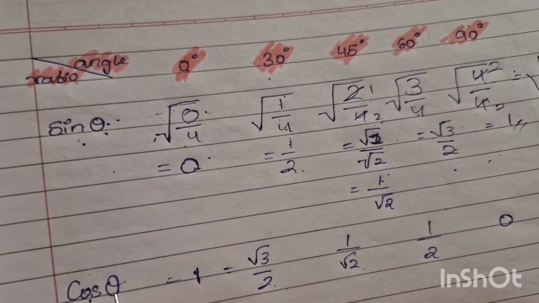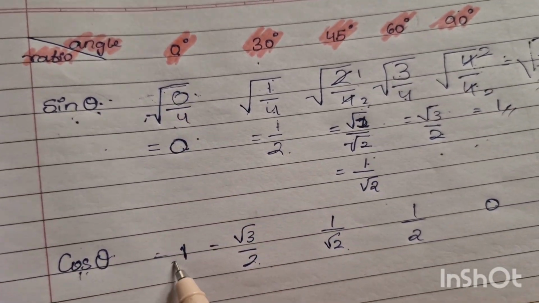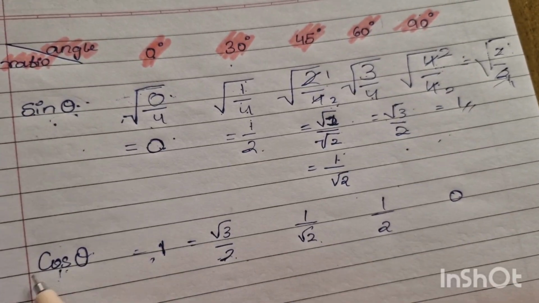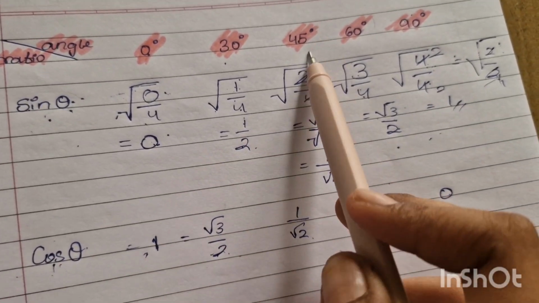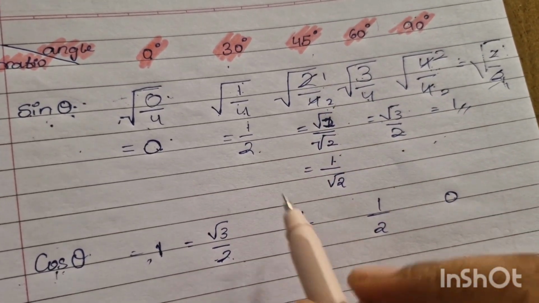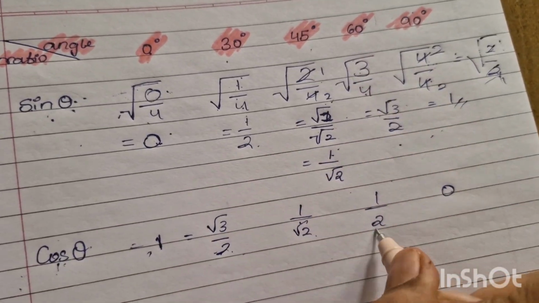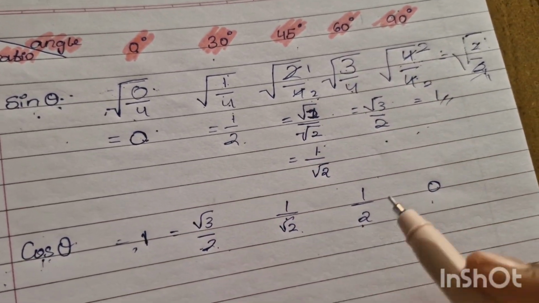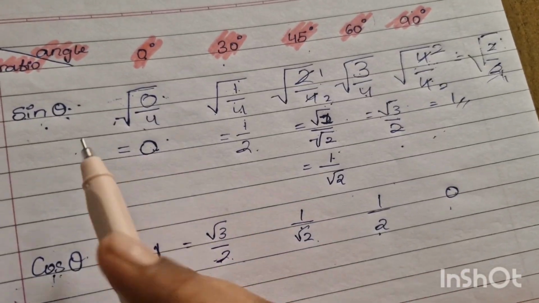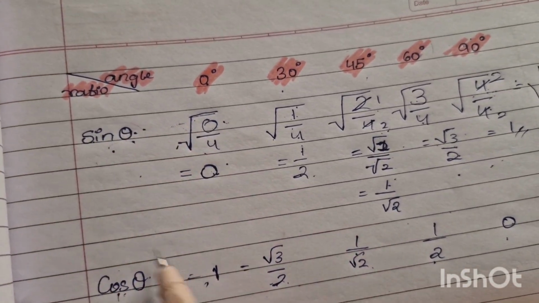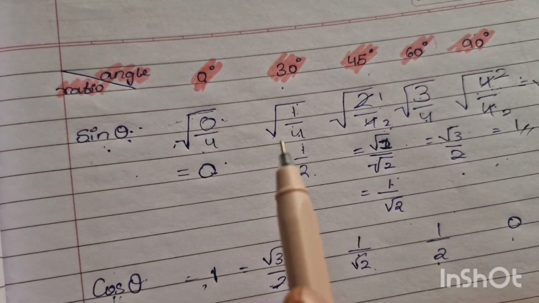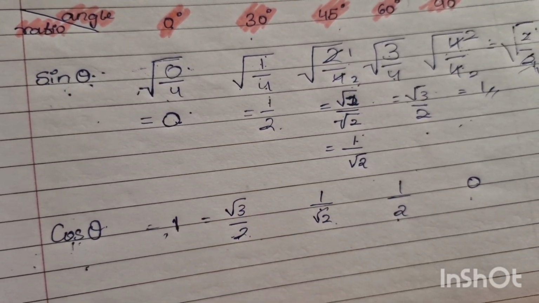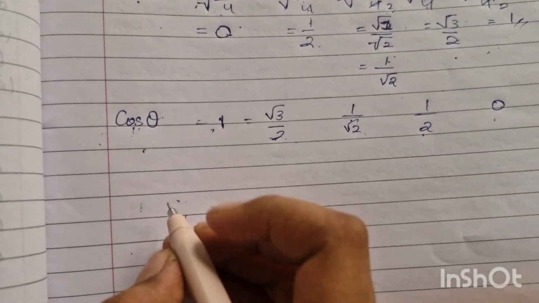So the value of cos 0 is 1, the value of cos 30 is root 3 by 2, the value of cos 45 is 1 by root 2, the value of cos 60 is 1 by 2, the value of cos 90 is 0. Here we got the values of sin theta and cos theta. So we can easily find the values of tan theta too. Let's see.